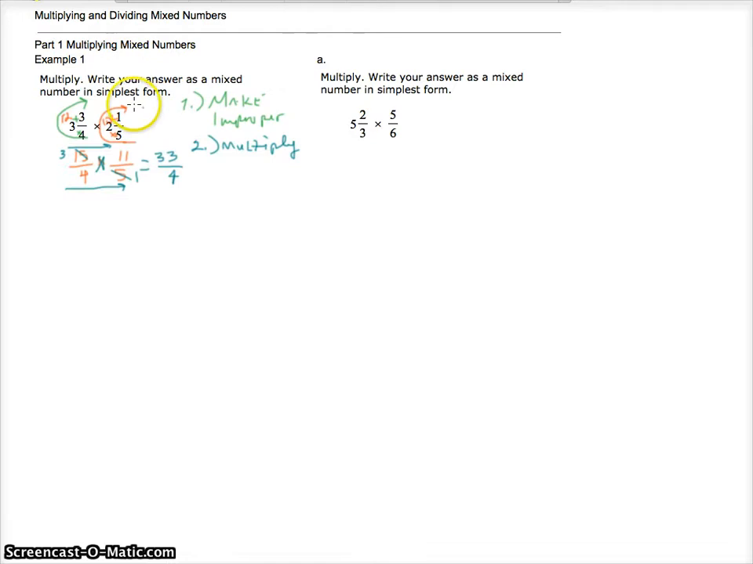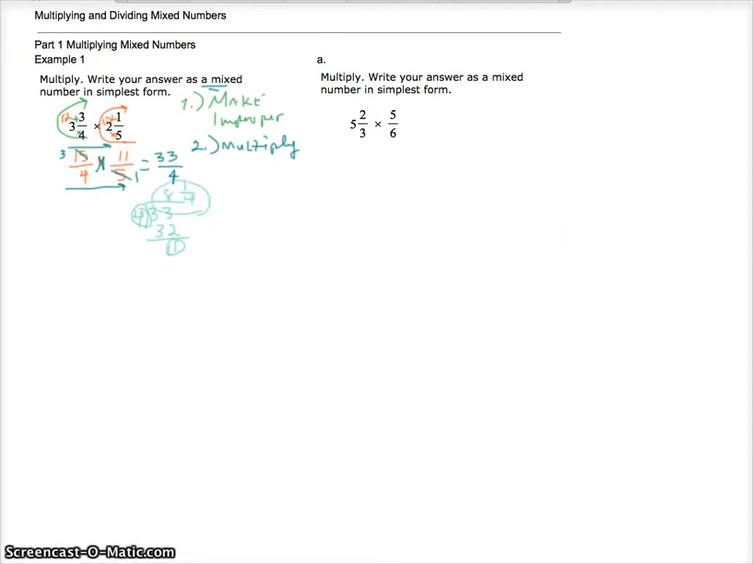Now it says write my answer as a mixed number in simplest form. So now, since I've multiplied everything, I've got to divide it. So the next thing I have to do is say 33 divided by 4. Well, 4 goes into 33 8 times for 32, leaving me 1. So I'm going to use these values to make my remainder, 8 and 1/4.